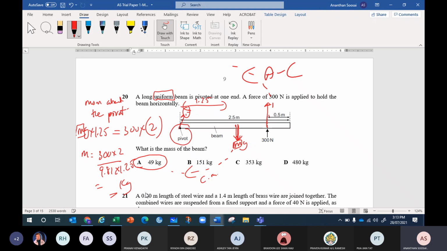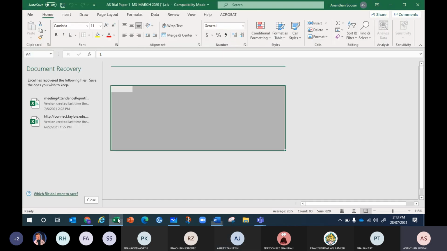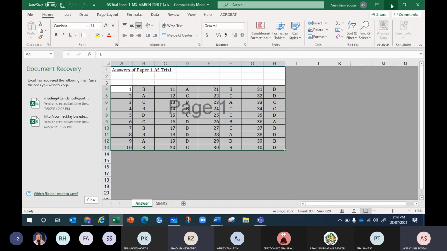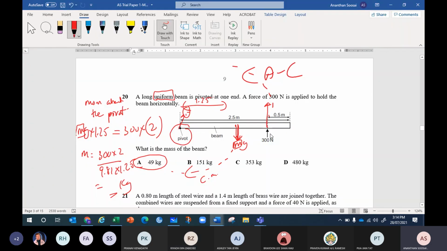The answer given is C. Oh, 20 is C? It cannot be C. Shouldn't it be mg times 1.25? Because the bar is 3 meters. I'm right, 1.25, yeah, 1.25.